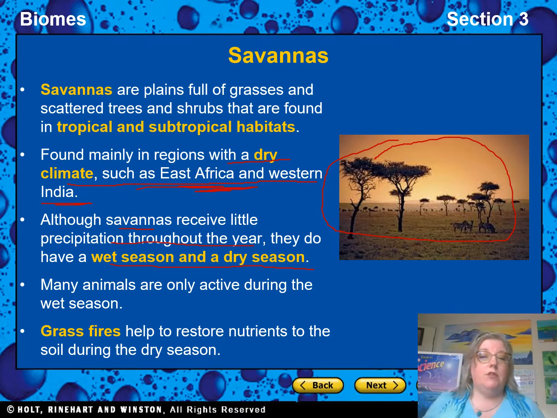Many animals are only going to be active during the wet season, and grass fires actually help restore nutrients to the soil during the dry season. The dry season is so dry that lightning can start a fire very easily, but because it happens so often, the savannas have adapted, and almost all of the grasslands have adapted to constant fires, and the fires actually add nutrients back into the soil. They have it so often there.